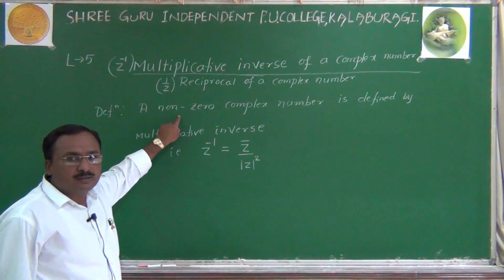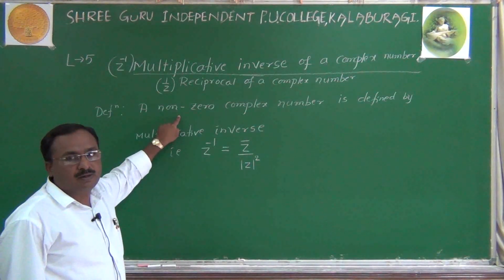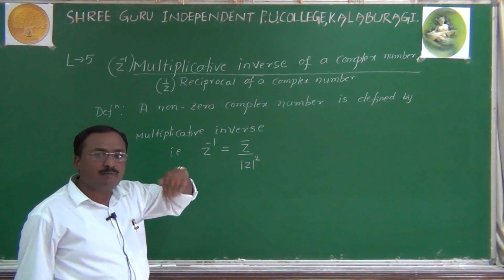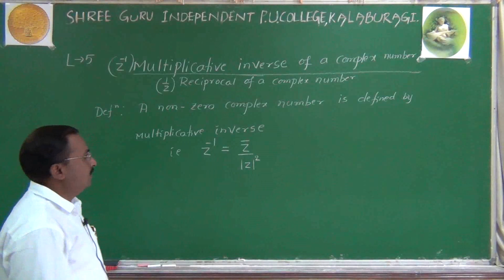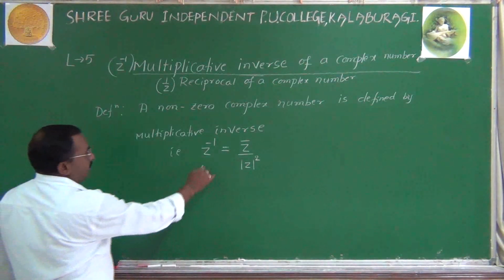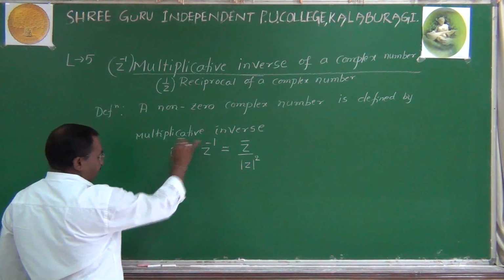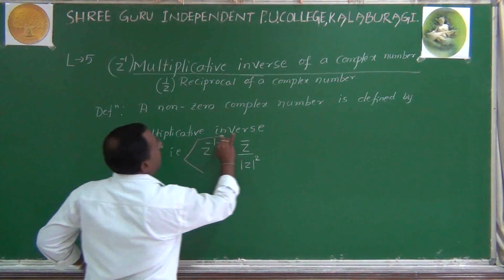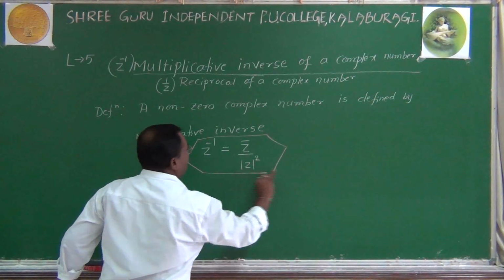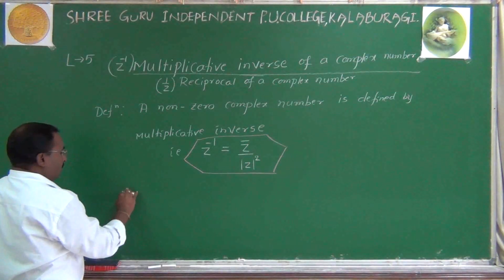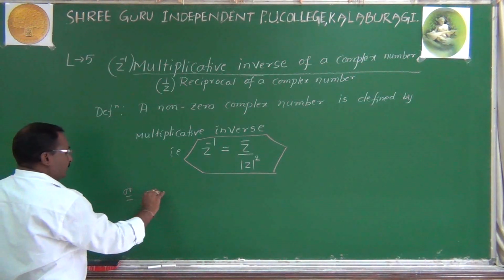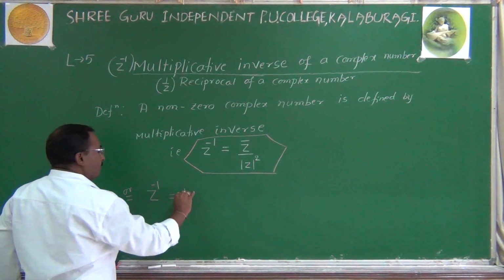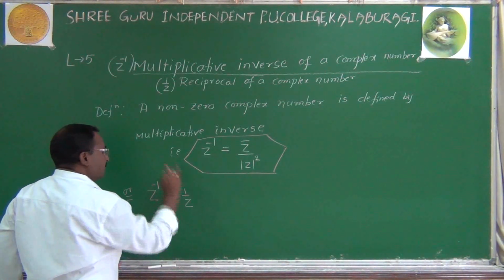Non-zero complex number means there is no zero. Understood? If there is no zero, that is a non-zero complex number, only then the multiplicative inverse is defined. This is the formula or definition. Or z multiplicative inverse in another way, 1 by z. Both have the same meaning.